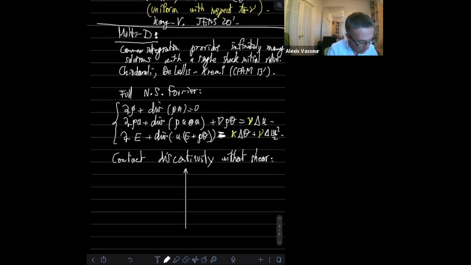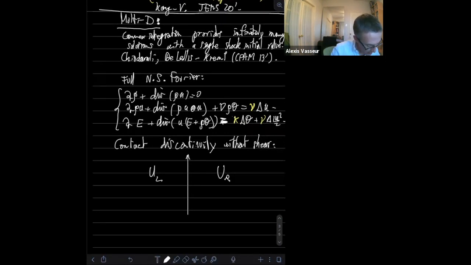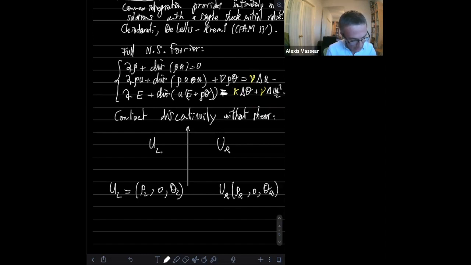Here you put a certain value. This will be the UL, right? Which is rho, U, and energy. Here you put the UR. So what are the solutions? The UL is a certain density, velocity, and temperature, which I will write as temperature L, right? And the UR is also density, velocity, temperature.